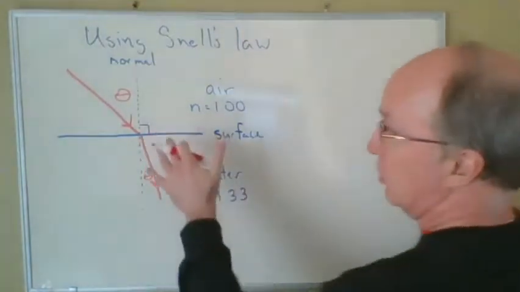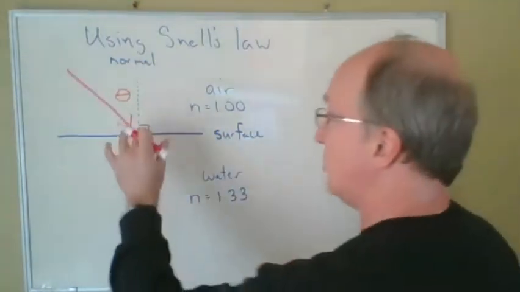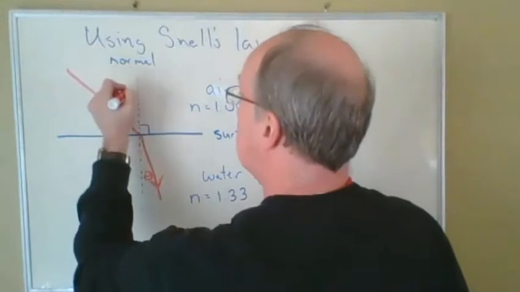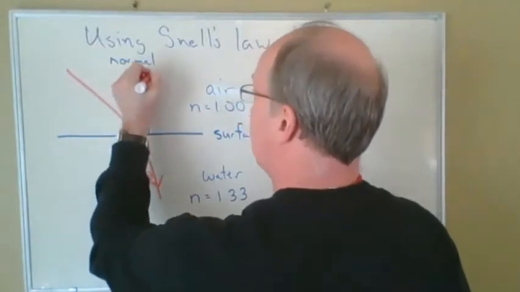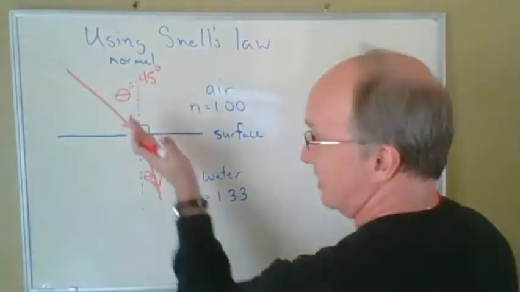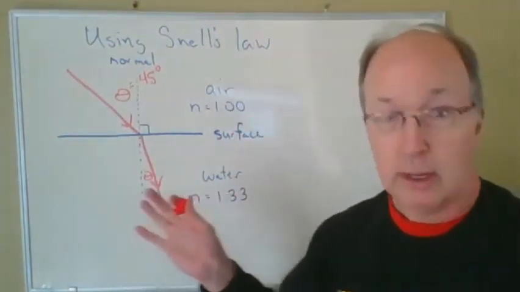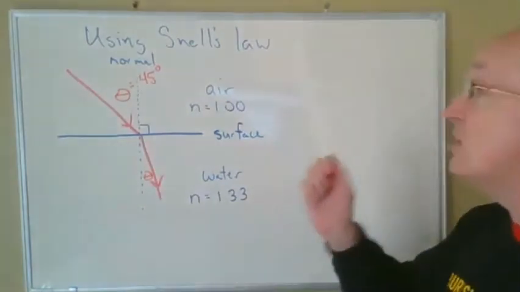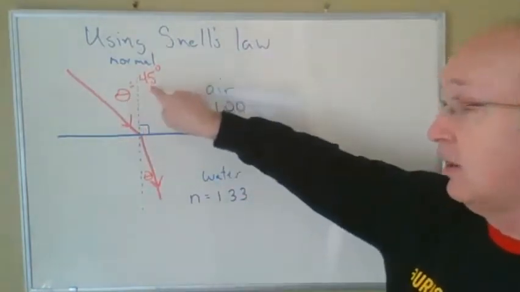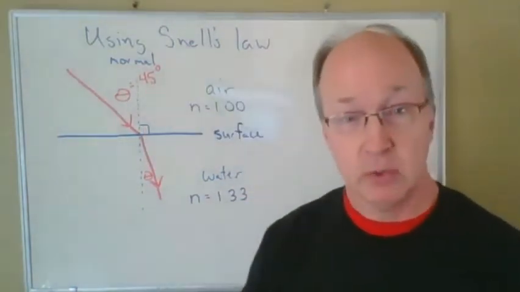So what I tried to do earlier before I started this demonstration was I tried to draw this line so that this angle was exactly 45 degrees. Try to split the middle there. I don't have a protractor. I don't even have a ruler. I tried to do my best, but let's assume for a minute that this angle is 45 degrees.